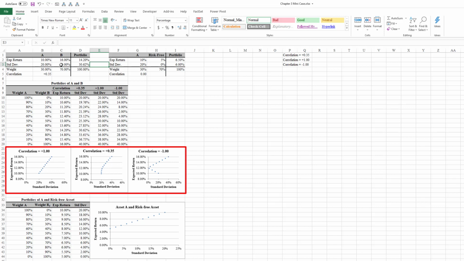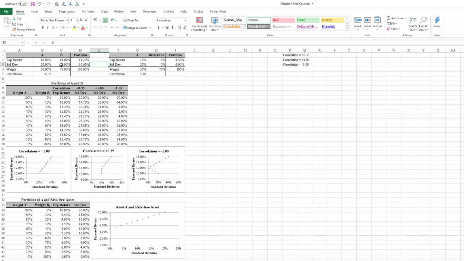And just like I showed you in the mini case, when the correlation is +1, every combination of A and B lies on a straight line. If the correlation is less than perfect positive, in other words, less than +1, then the combinations of A and B will start to bow out towards the northwest. That's the indication that you're getting a better risk-return trade-off by combining A and B together.